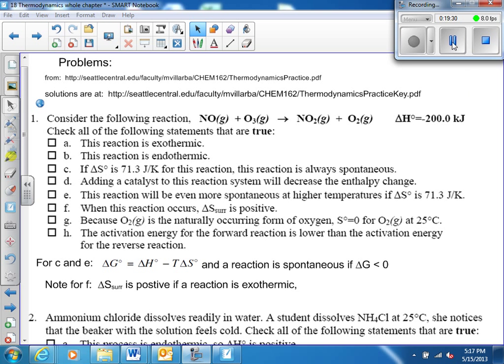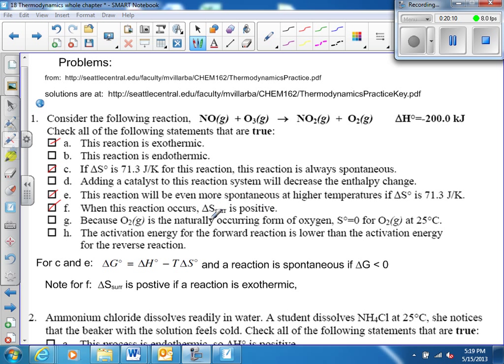I'm going to just put the answers up here. You should pause this and try to think about it yourself, because the answers are going to show up in the next 5 seconds. So go ahead and pause. Okay, let's go through these real quick. Exothermic, negative delta H, exothermic. It's not endothermic. We have a positive delta S and negative delta H. Therefore, delta G is always negative. So this is always spontaneous. Adding a catalyst does nothing. All right, delta S is positive, so at higher temperatures, as T goes up, delta G becomes even more negative, so the reaction will be more spontaneous at higher temperatures.